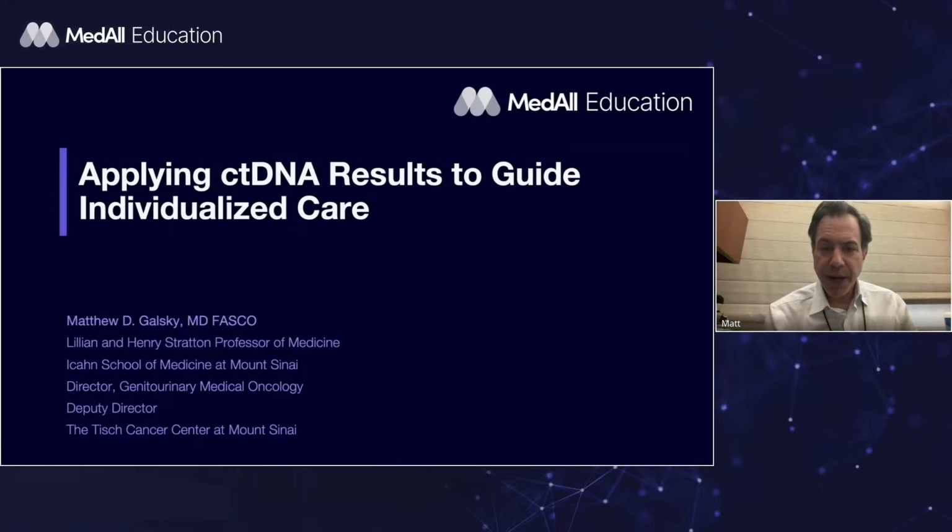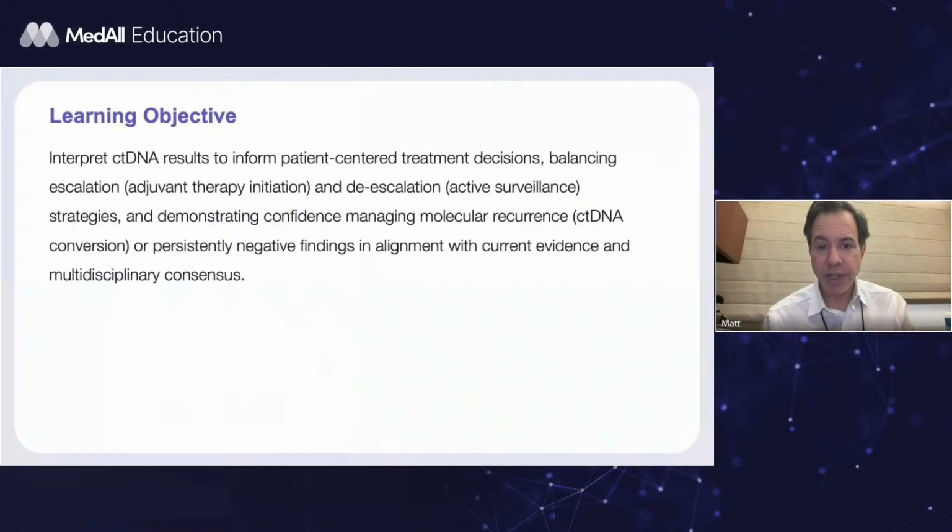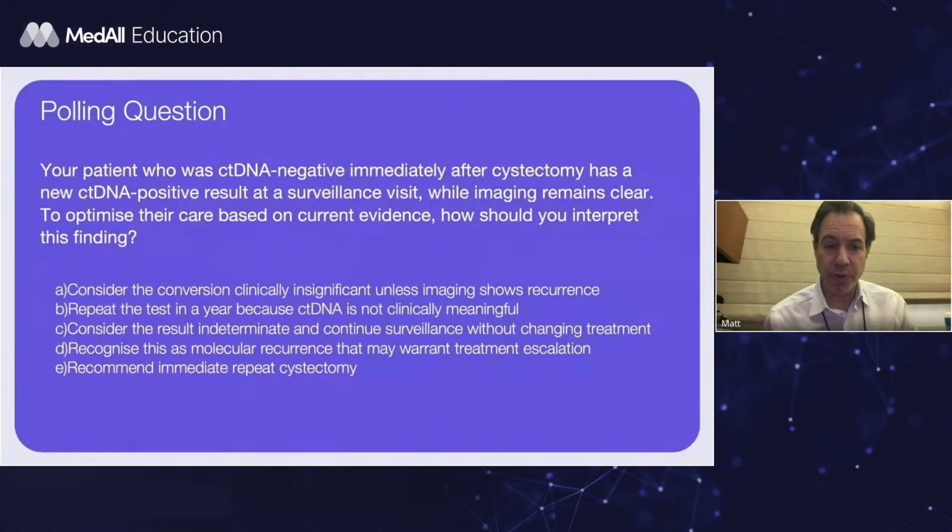So now let's talk about how we might apply ctDNA results to guide individualized care. And of course, we've spoken a lot about retrospective data, which establishes clinical validity. But to inform practice, we really want data prospectively establishing clinical utility. So we're going to talk about interpreting ctDNA results to inform patient-centered decisions, balancing escalation and de-escalation of approaches in the adjuvant setting and potentially the neoadjuvant setting moving forward as well.